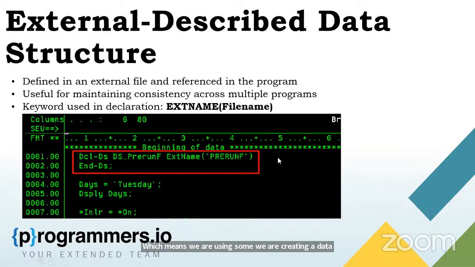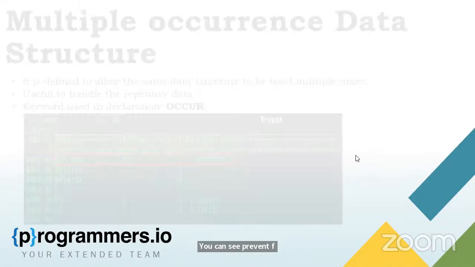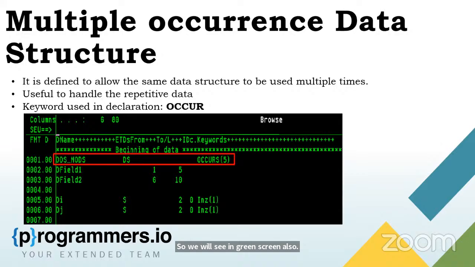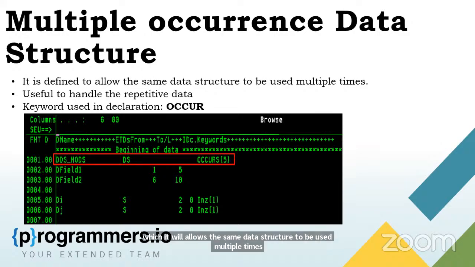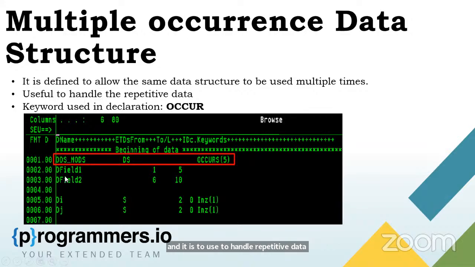You can see PRFILE. So we will see in the green screen also. And next, we will be having a multi-occurrence data structure, which allows the same data structure to be used multiple times, and it is used to handle repetitive data. And the important keyword we have used is OCCURS. You can see in the declaration part also, we have some subfields from position 1 to 5 and 6 to 10.